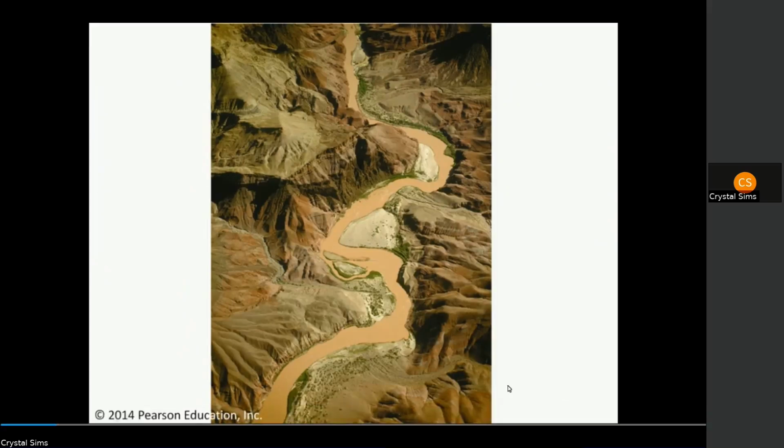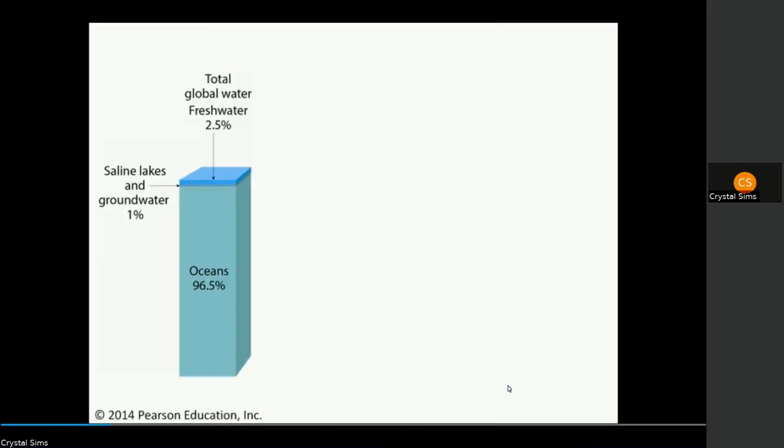Here's an example of a river. It's flowing through a relatively arid region of the world. Rivers like this are the lifeblood of communities that live in these dry parts of the world, and they're also the most important agent for sculpting the landscape. But river water is actually a very small percentage of the total water in the world.